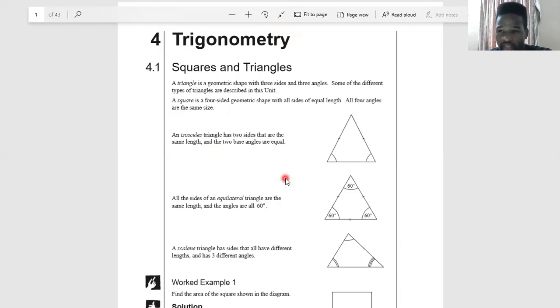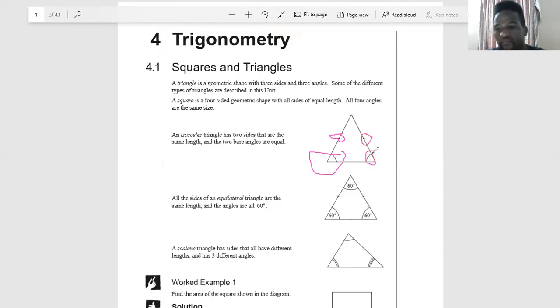We have four different types of triangles, but trigonometry mainly focuses on one. So we have an isosceles triangle, which is a triangle that has two equal sides and two equal angles that are at the base. This is pretty simple, guys. It's easy to understand. We have two equal sides. You can see our sides there. Then we have two equal angles.